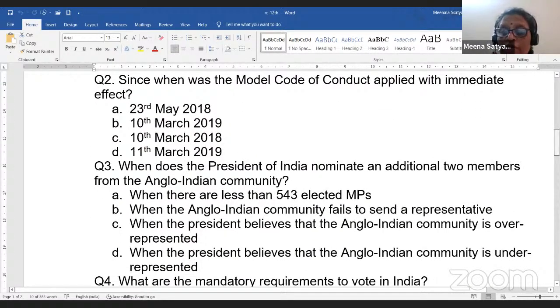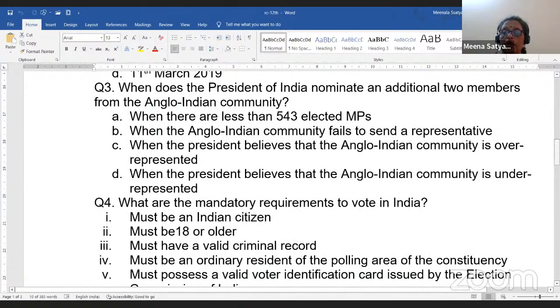When does the President of India nominate an additional 2 members from the Anglo-Indian community? Let us see the options. When there are less than 543 elected MPs; when the Anglo-Indian community fails to send a representative; when the president believes that the Anglo-Indian community is overrepresented; when the president believes that the Anglo-Indian community is underrepresented. One is over, one is under. So that is one thing. The other one is less than 543 and fails to send a representative.